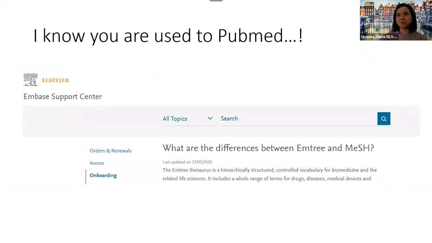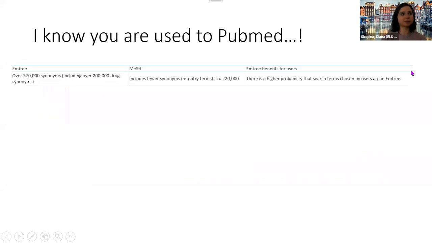I know that you're using PubMed. So let me introduce you a little bit to the differences between Emtree and MeSH. Once again, Emtree is the thesaurus that we use in Embase, and MeSH is the thesaurus that is used by PubMed. I guess one of the natural reactions that you would have is to try to copy your search from PubMed into Embase. Unfortunately, it is not really possible, and I'm going to explain why, okay?